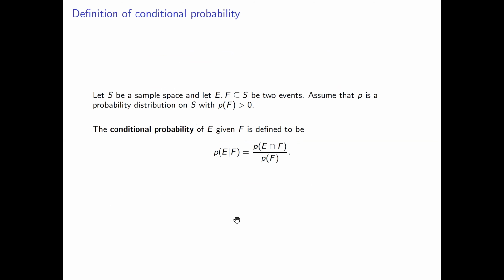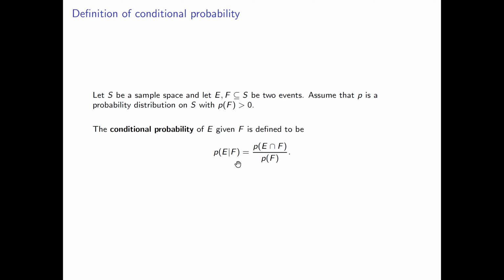Well, it's defined to be, using this symbol over here, you write whatever your distribution is, and then you have the set E that you want to know the probability of, and then a vertical bar, and then the set F, which you're sort of assuming. And you take the probability of the intersection of E and F, and you divide it by the probability of F. And so this is read as the conditional probability of E given F. Right, so this is the formal definition.